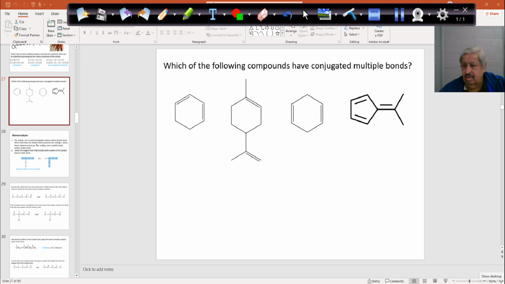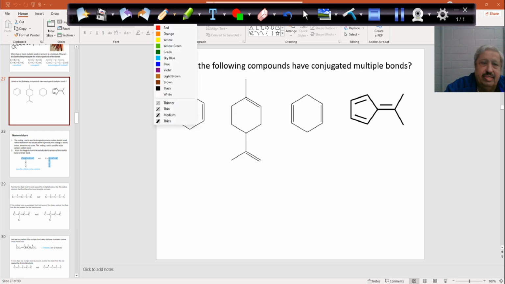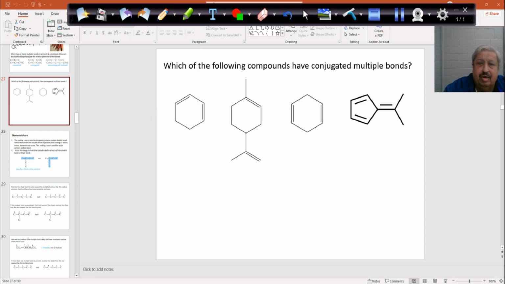Okay, guys, let's look at this question here. We have to figure out which one is representing conjugated multiple bonds out of those four structures. Which one? Somebody will tell me. So this one here, you can tell that's not part of it.